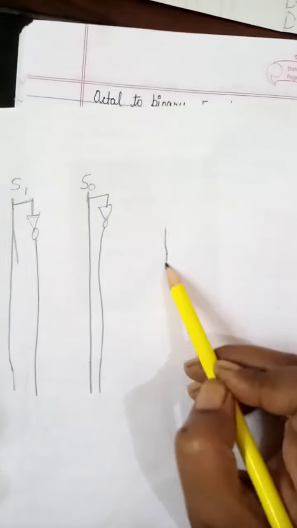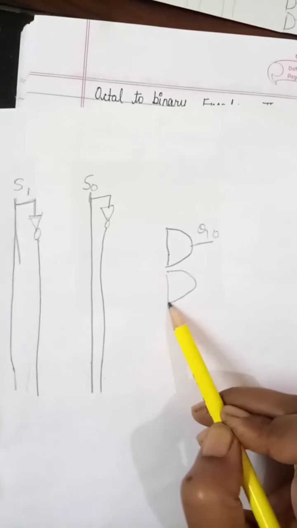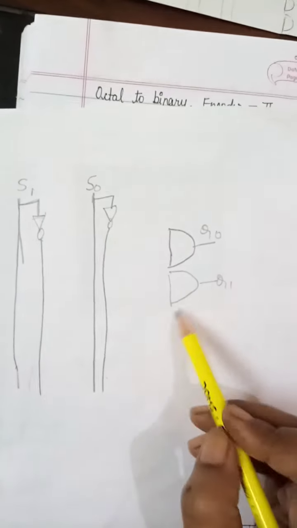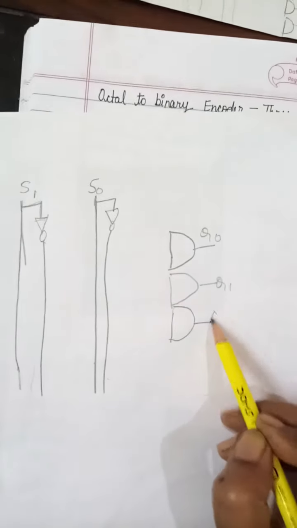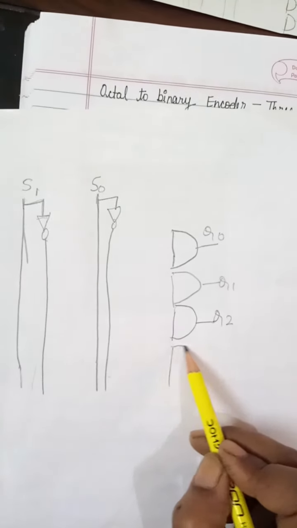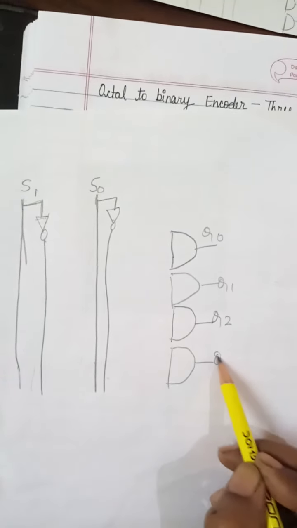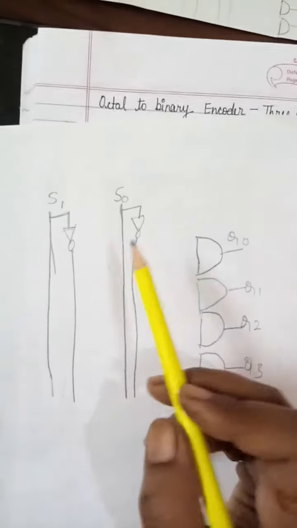Now Q0, Q1, Q2 and Q3. Four output lines, 4 AND gates are there. Okay, you will perform.